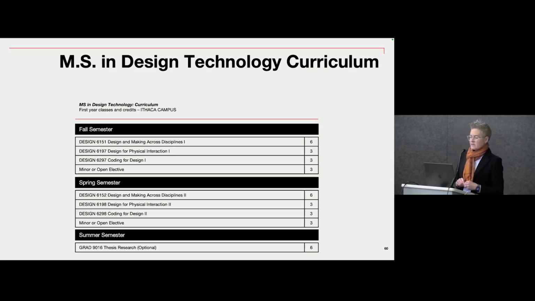So this slide highlights the curriculum at a glance. In the first year, as I mentioned, you take design and making across disciplines, design for physical interaction, and coding for design, and then open electives in both the fall and spring semesters.